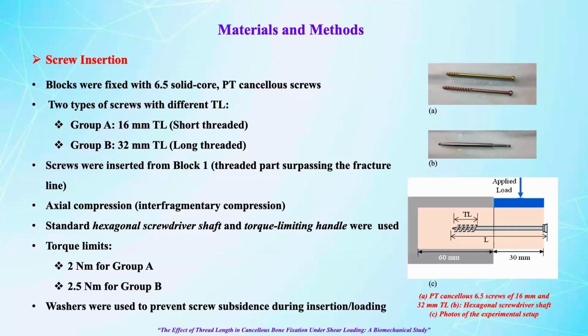A torque limit of 2 Newton meters was implemented for the insertion of the short threaded screws in group A, while a torque limit of 2.5 Newton meters was implemented for the insertion of the long threaded screws in group B. This was done in order to prevent the head of the screw from subsiding inside the saw-bone during insertion and during the loading.